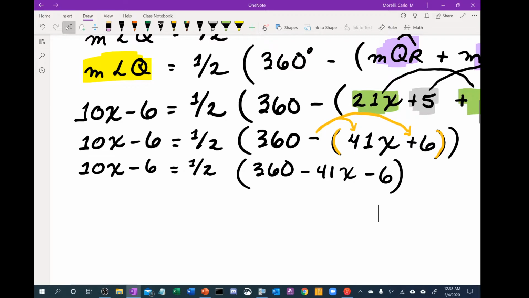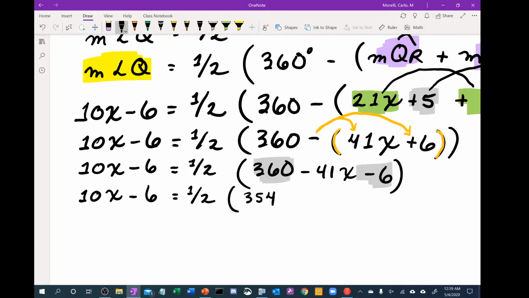Okay. So now what's the next step? Well, we can actually continue to combine our constant terms. We have 360 and negative 6 inside the parentheses. So once again, we're just going to rewrite all this stuff because we're not changing anything. And then we'll get inside the parentheses there. 10x minus 6 equals 1/2. And now what's 360 minus 6? Well, it's 354, right? So open parentheses, 354 minus 41x.